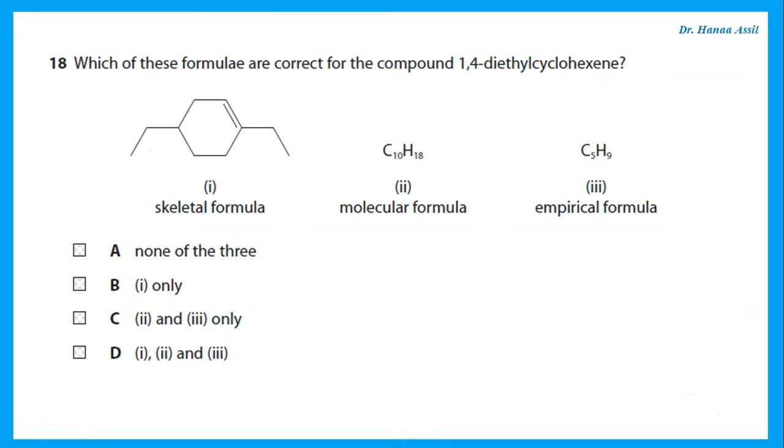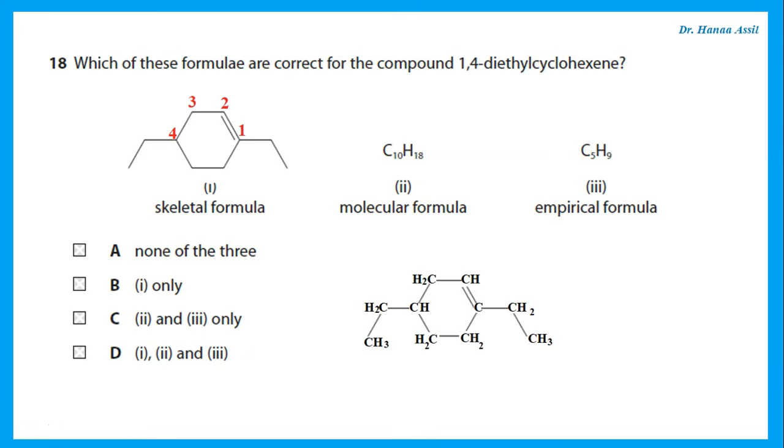Which of these formulas are correct for this compound? So he's saying this compound is called 1,4-diethyl cyclohexene. Is that correct? Yes, it is. 1,4-diethyl cyclohexene. So the name, that structure is correct for the name.